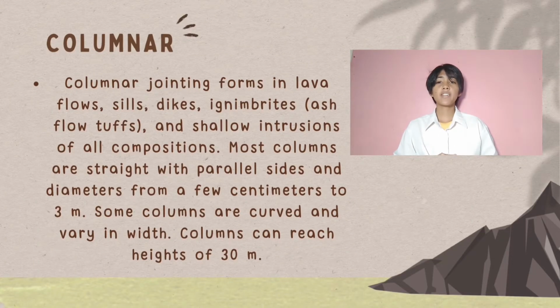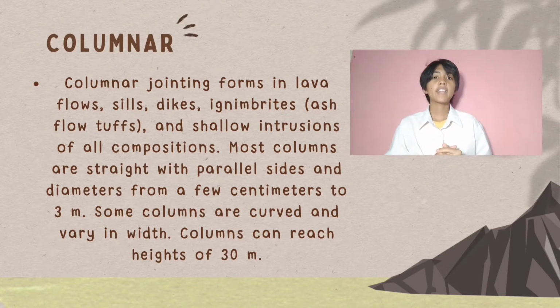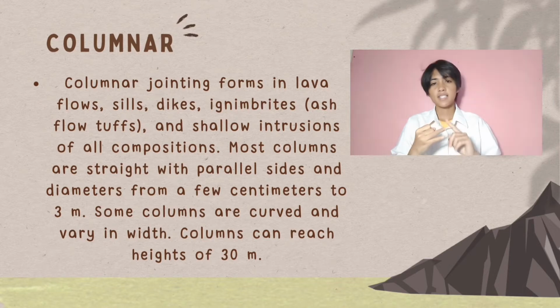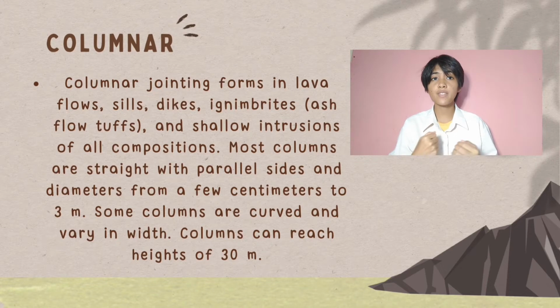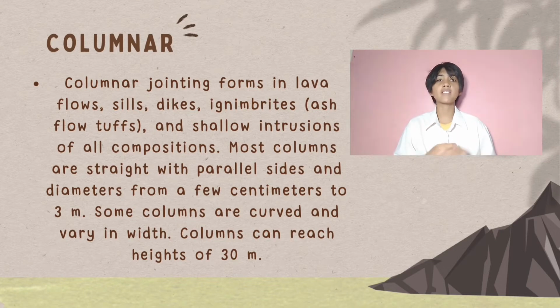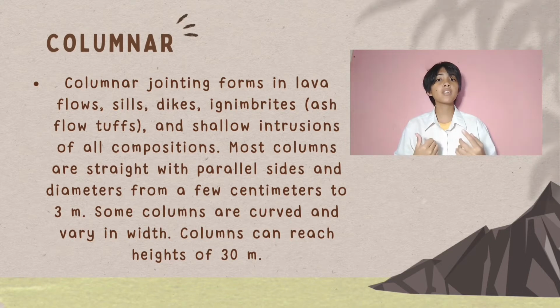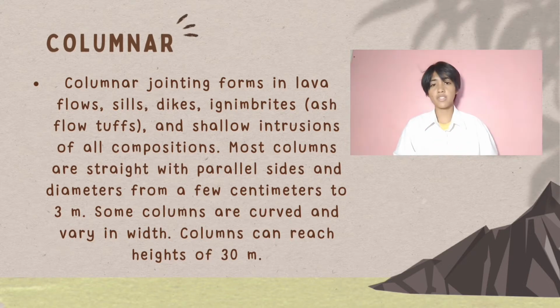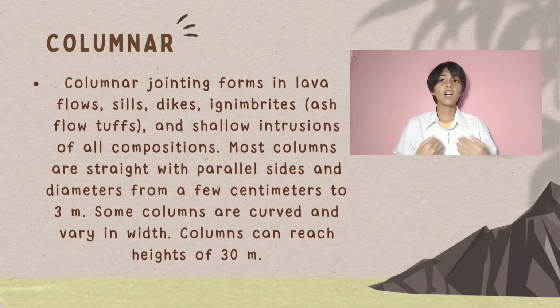So the next one is the columnar. Columnar is a jointing that forms in lava flows, sills, dikes, ignimbrites such as ash flow tuffs, and shallow intrusions of all compositions. So most columns are straight with parallel sides and diameters from a few centimeters to 3 meters. Some columns are curved and vary in width. Columns can reach heights of 30 meters.